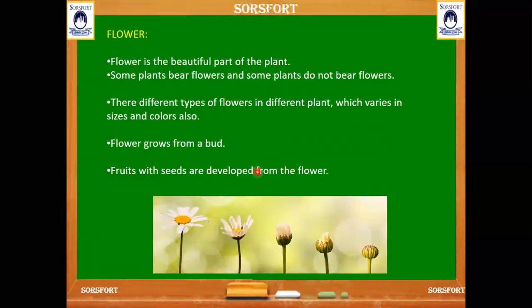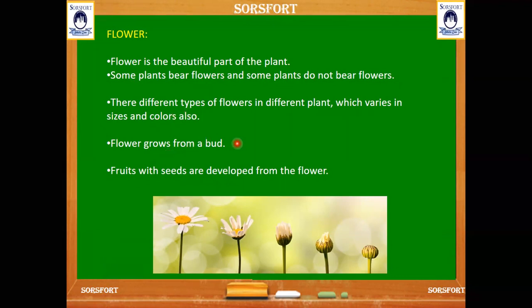And next we can discuss flowers. Flower, one of the beautiful parts of the plant. We can see not all plants bear flowers. Only some plants bear flowers and the others do not. We can see different types of flowers in different plants, which vary in their sizes and colors also. And there will be different smells also. The flowers in different plants have different smells.